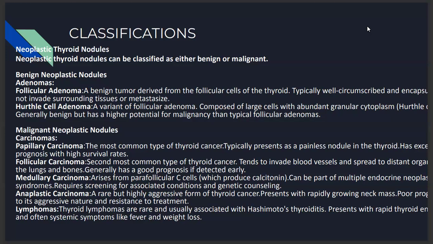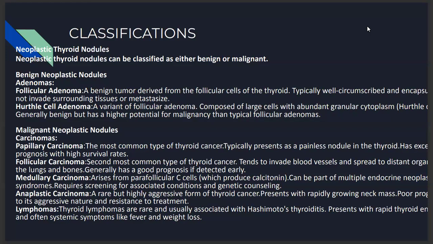A Hürthle cell adenoma is a variant of the follicular adenoma. It is composed of large cells with abundant granular cytoplasm, that is the Hürthle cells, generally benign but has a higher potential for malignancy than the typical follicular adenomas.